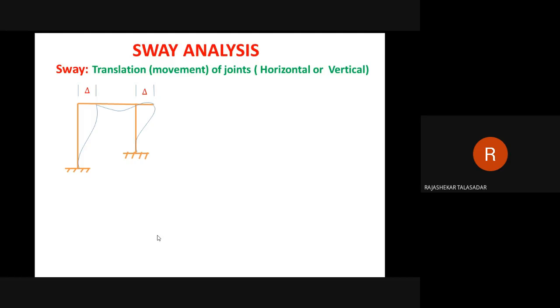Next, let us consider what sway analysis is. Sway means the translation, that is movement of joints. The movement or translation may be either horizontal or vertical. If you look at this problem, this is an unsymmetric frame because the columns are of different height. If the columns are of the same height, then it will be symmetric. If the columns are of different height, then it is called unsymmetric. In that case, it moves towards the right side.